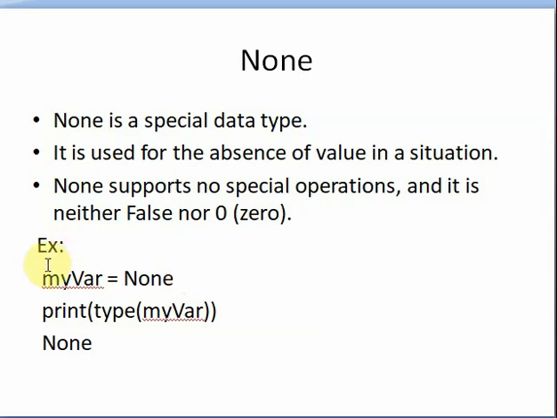See the example. This is the variable name equal to None. When you give the print command with the type function, print in bracket, type in bracket, this variable name, you will get this output. Let us see.